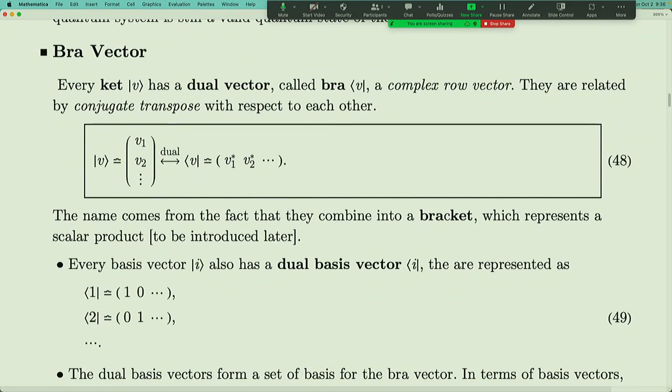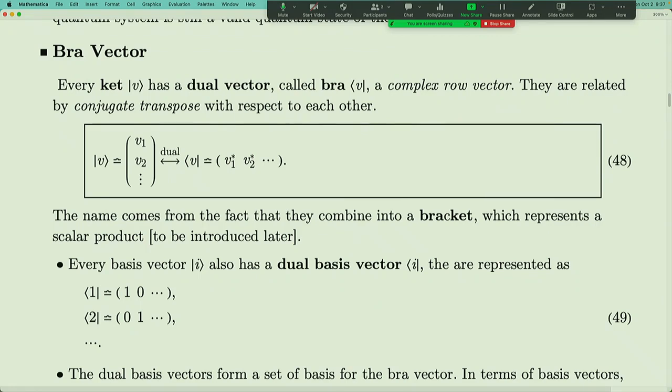So we have just mentioned this ket vector is a column vector. Actually, there's another concept called the bra vector. A bra vector is a dual vector of the ket vector. Every ket vector as a column vector has a dual vector called the bra, which is another complex vector, but it's not a column vector, it becomes a row vector. They are related by the complex transpose, meaning that if the ket vector is a column composed of complex numbers, its dual vector will be a row vector.